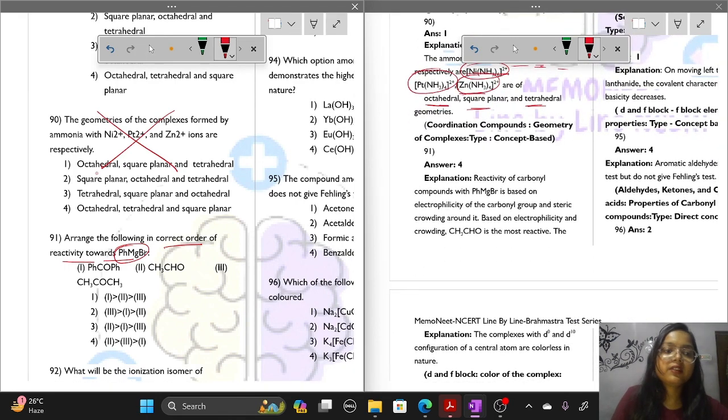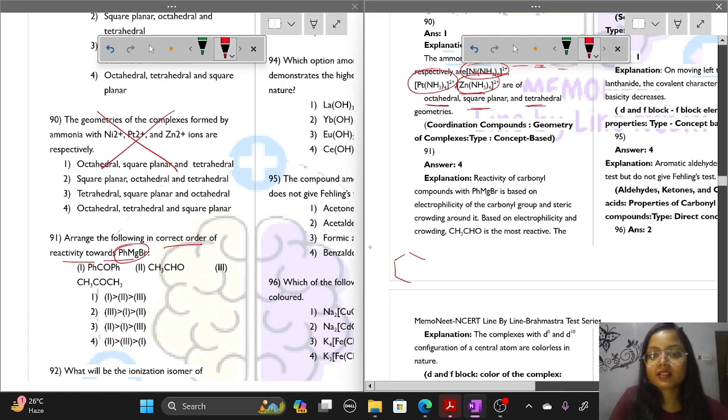Okay, first one is PhCOPh. This is the benzene ring, this is the carbonyl group, and this is another benzene ring. This is PhCOPh.